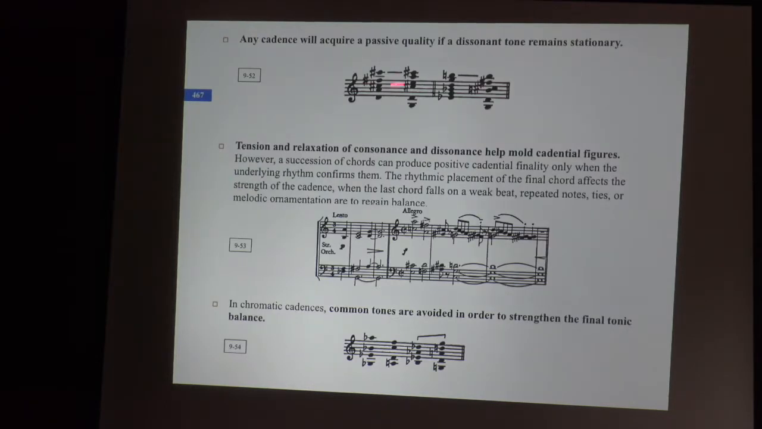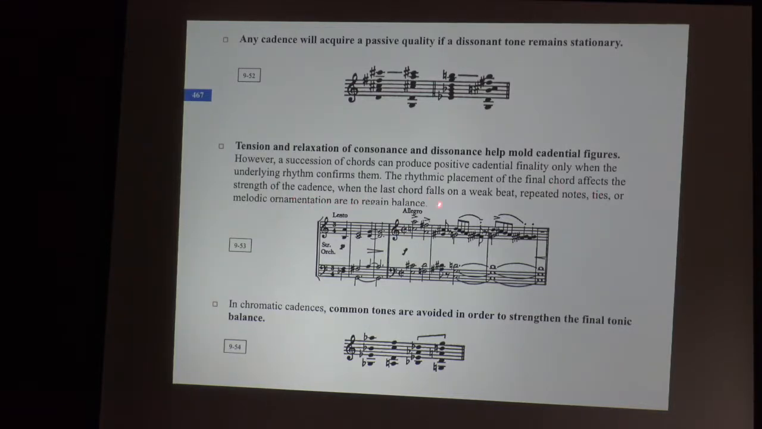A cadence may have a passive quality if the dissonant tone remains stationary. So if dissonance here doesn't resolve. Tension and relaxation of consonance and dissonance help create and mold cadential figures. However, a succession of chords can produce positive cadential finality only when the underlying rhythm confirms it. The rhythmic placement of the final chord affects the strength of the cadence.